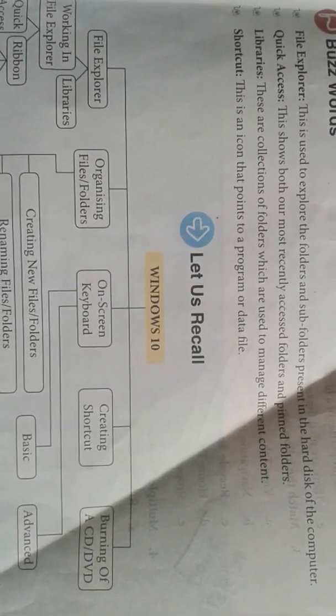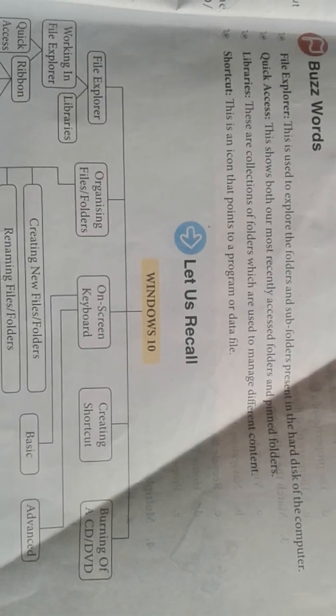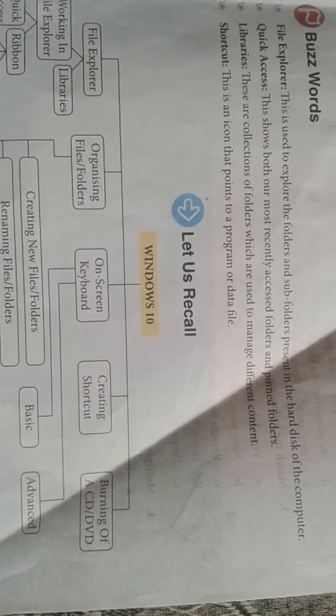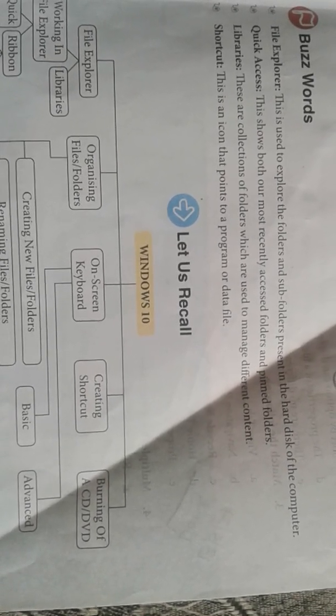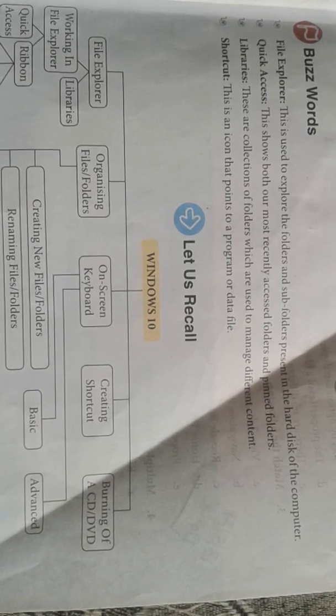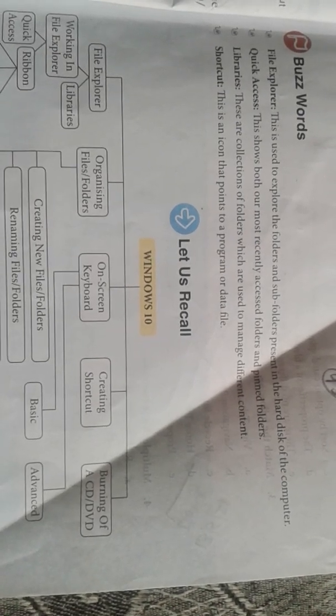Then the library. What is library? These are a collection of folders which are used to manage different content. In libraries you get all the things which are available in your computer. These are a collection of folders where all the folders are available. Inside the folder the files are there. And shortcuts, sometimes you are creating shortcuts to go to the files or folders. This is an icon that points to a program or data file, right?